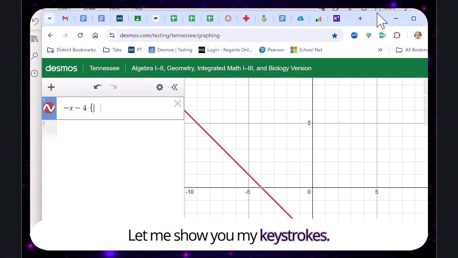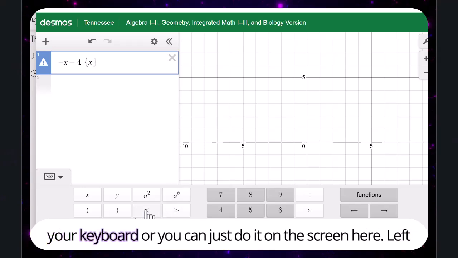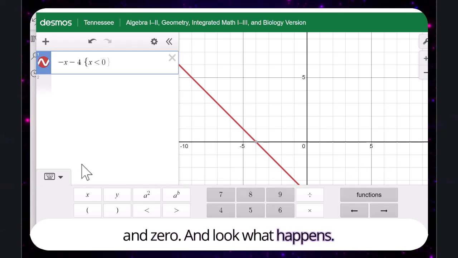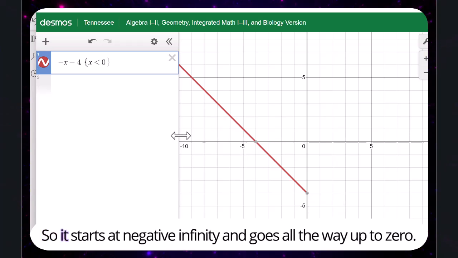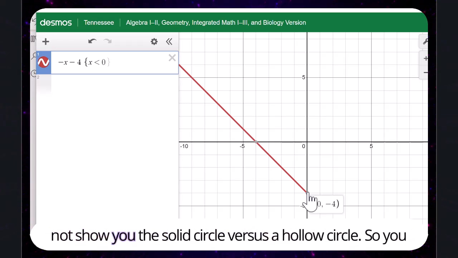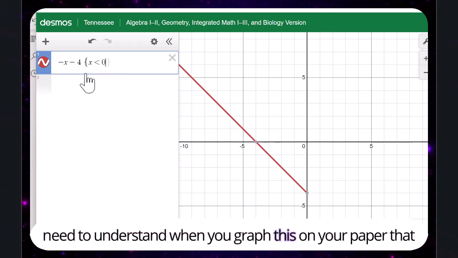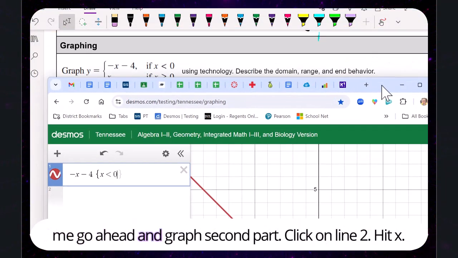Let me show you my keystrokes. There you go. So I'm going to type x, and either you can just click it on your keyboard or you can just do it on the screen here, less than 0. And look what happens. See what it just kind of cut it off. So it starts at -infinity and goes all the way up to 0, and then it just stops. One thing Desmos will not do, it will not show you the solid circle versus a hollow circle. So you need to understand when you graph this on your paper that this will have a hollow circle because it's not equal to. All right, let me go ahead and graph the second part.